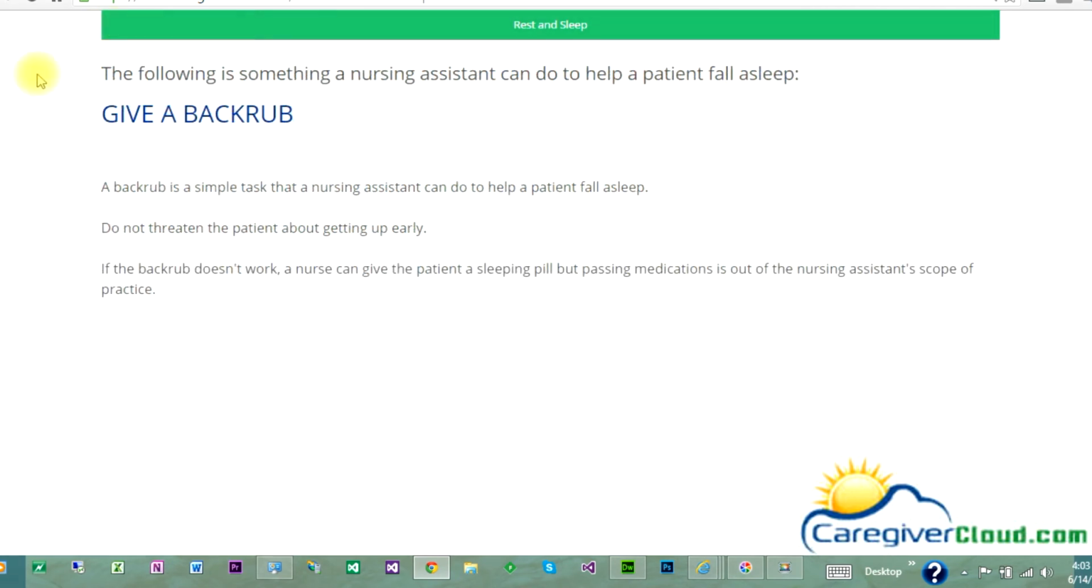The following is something a nursing assistant can do to help a patient fall asleep. Give a back rub. A back rub is a simple task that a nursing assistant can do to help a patient fall asleep. Do not threaten the patient about getting up early. If the back rub doesn't work, a nurse can give the patient a sleeping pill, but passing medications is out of the nursing assistant's scope of practice.